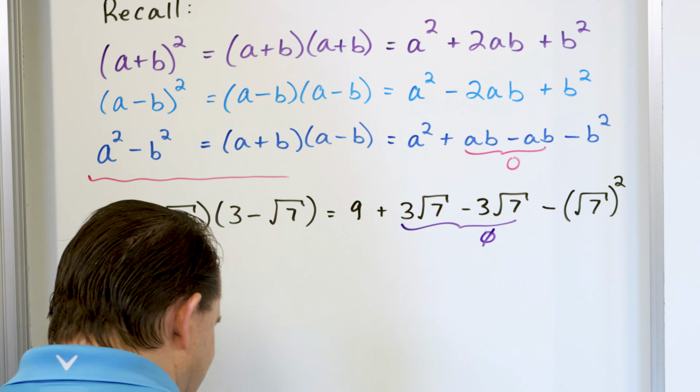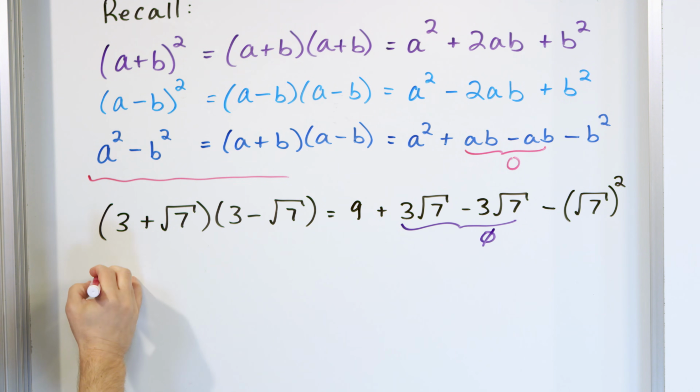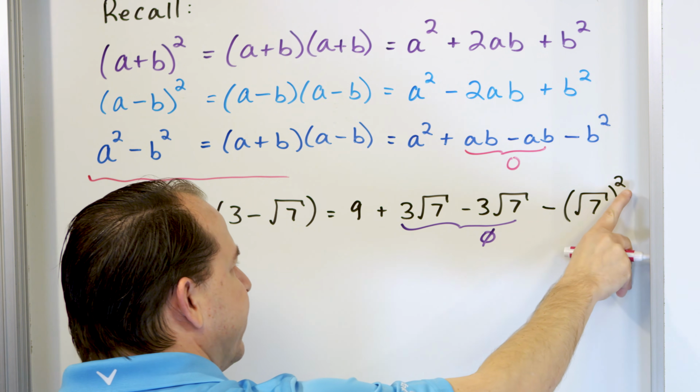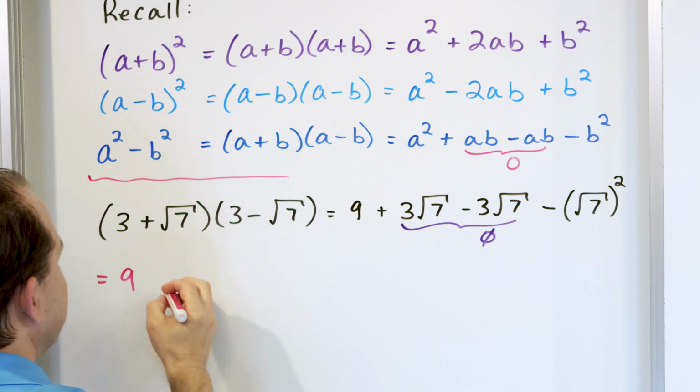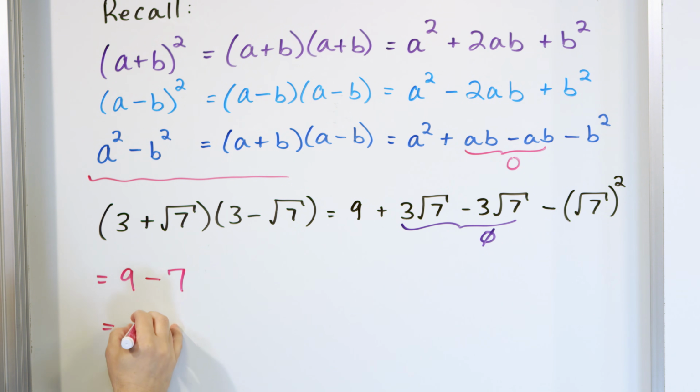So what we actually got at the end of the day, switch colors over here, is we have a 9 here, and then we have a minus sign here, and then as we said before, the square is going to cancel with the square root, so we're going to have this minus, but we're basically going to have a 7 left over. And as you all know, 9 minus 7 is 2. So 2 is the final answer to this problem.